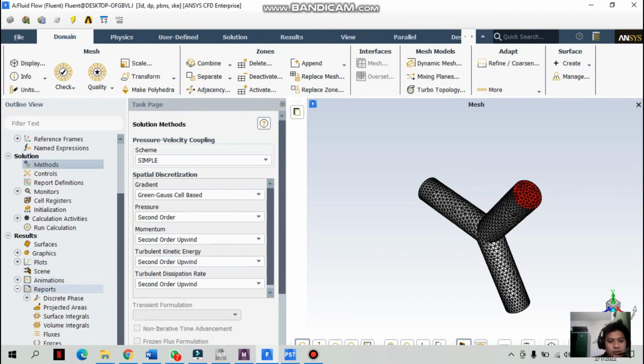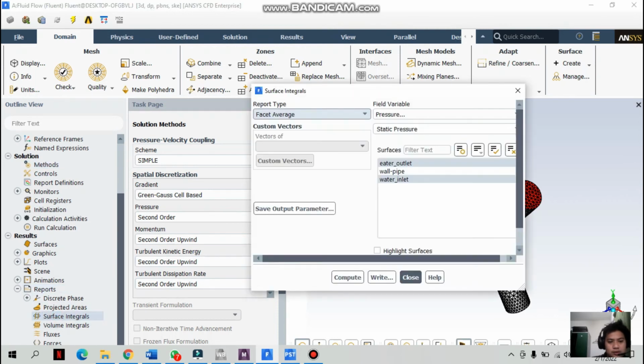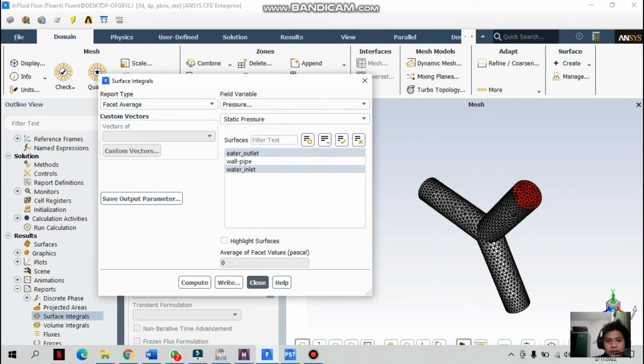And so we go to report, surface integral. Here we can see the pressure for inlet and outlet section, which is 0.380595. I don't know why it is such a low pressure. And the velocity for inlet and outlet is 1.973886 meter per second for this Y connector.